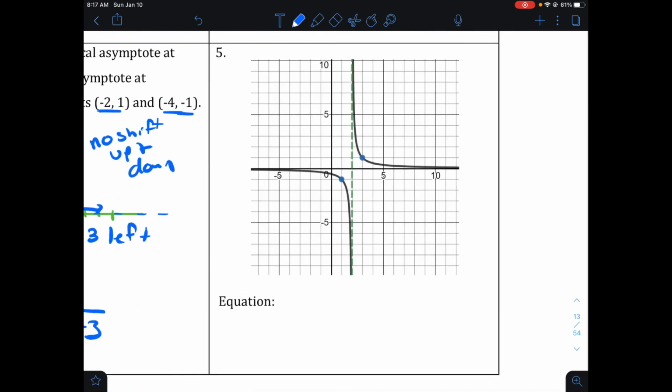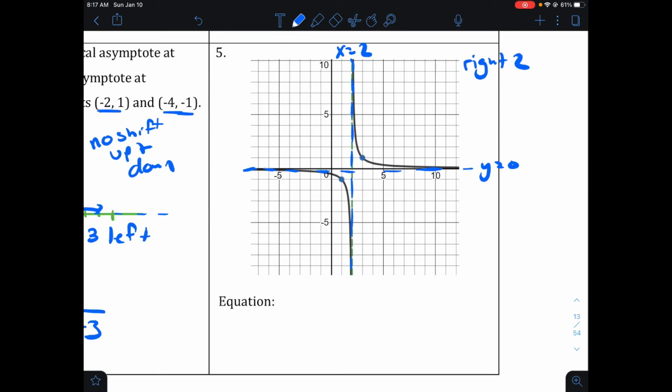So now let's take a look at 5. All right. So first we see that there is a horizontal asymptote at y equals 0, which tells us that it did not shift up and down. Okay. But our vertical asymptote is now at x equals 2. Okay, so we did move right 2. Then we've got to look and see, was there a reflection? There is no reflection here. If there was a reflection, our graph would look like that.